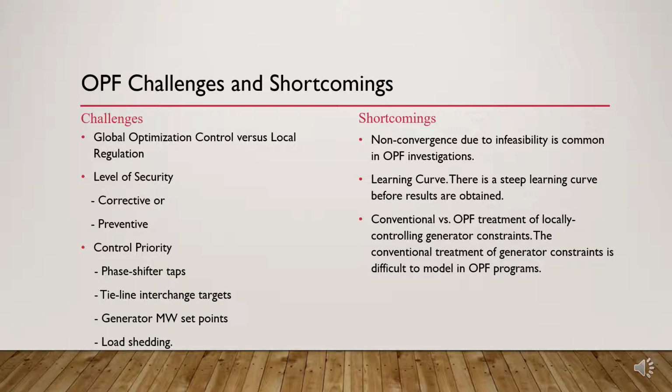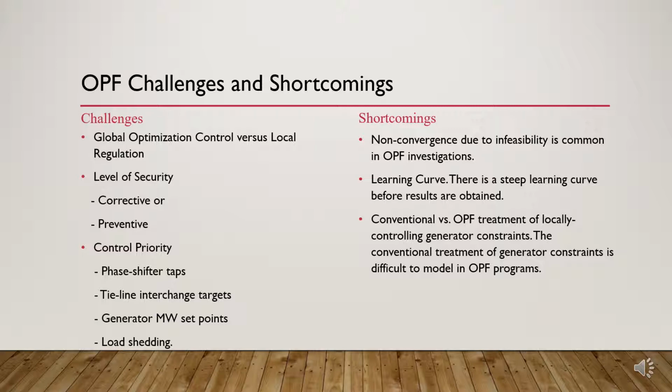Apart from all this, it is important to know about control priority. Common to many commercially available OPF, the users are normally given freedom to specify which controls are allowed to move first, second, and so on, in order for the control variables in an OPF to be optimized. This gives rise to a control priority list, that is, phase shifter taps, tie line interchange targets, generator megawatt set points, and load shedding.